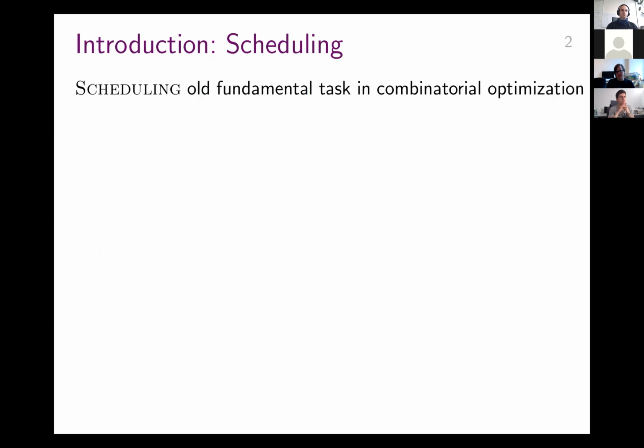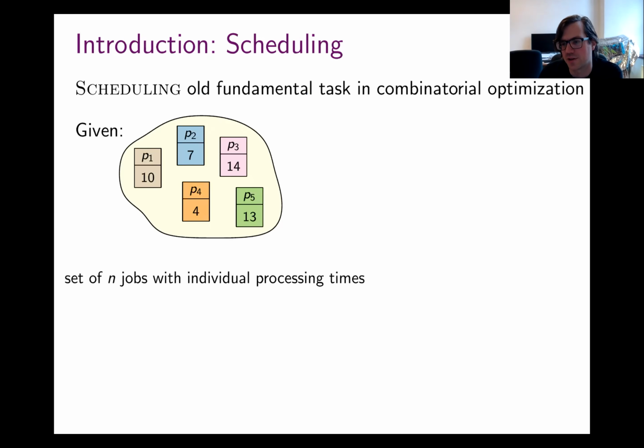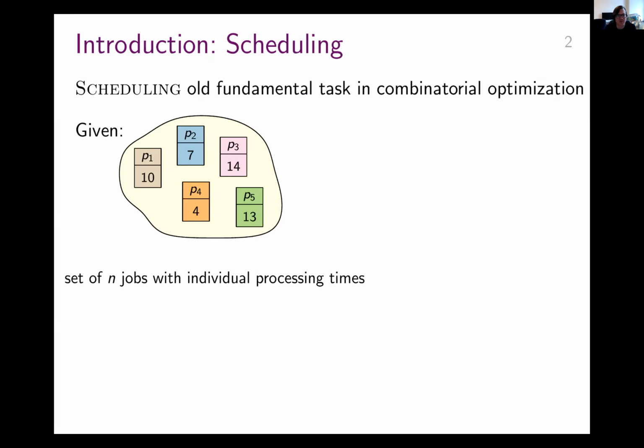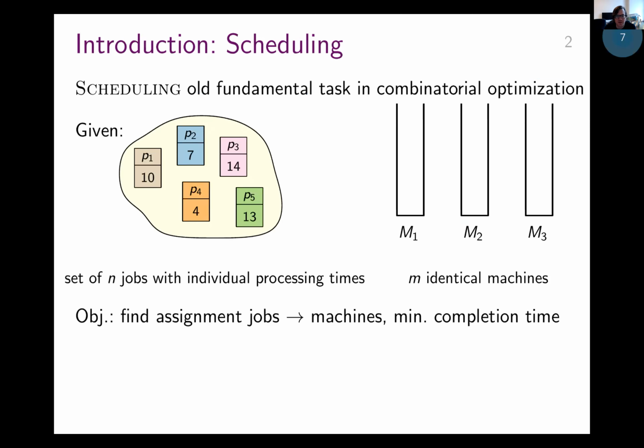So scheduling is an old fundamental task in combinatorial optimization. What is it? We're given a set of n jobs with individual processing times. So in the picture, you have job P1, which takes 10 units of time, job P2, which takes 7 units of time, and so on. We have m identical machines, in this case, 3 of them. And the objective is to find an assignment of jobs to the machines, which minimizes the maximum completion time, or in other words, the makespan.